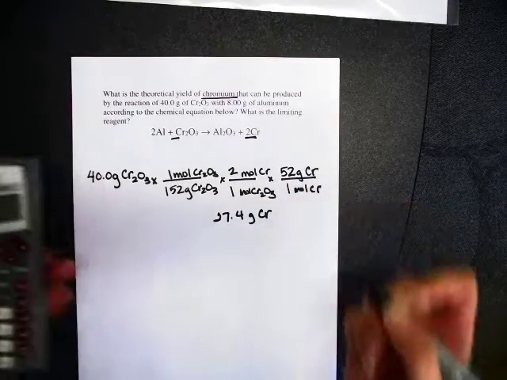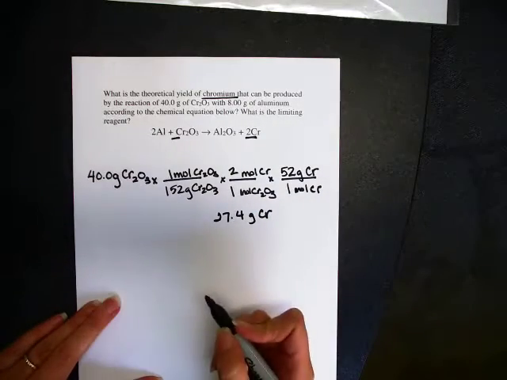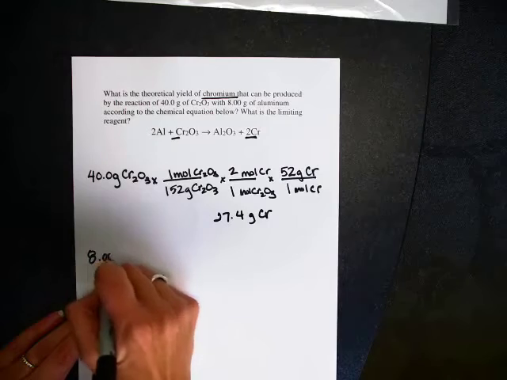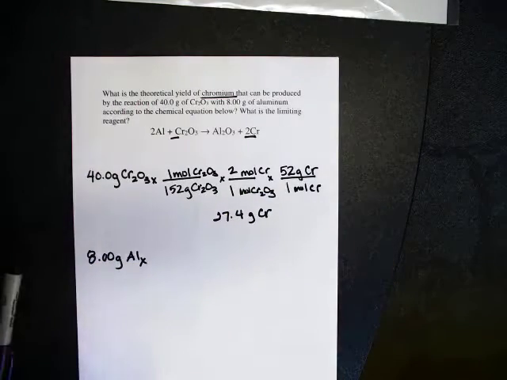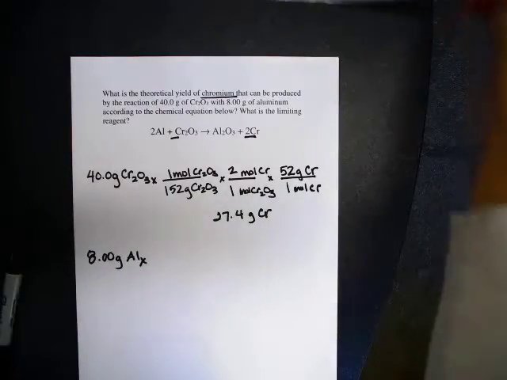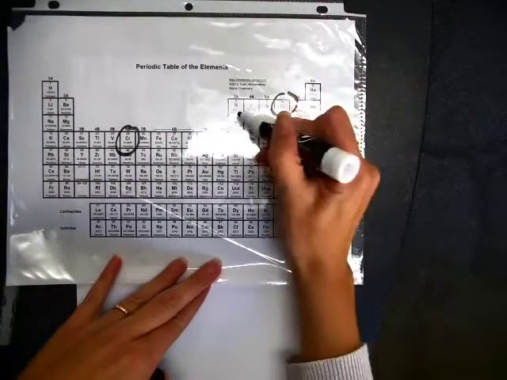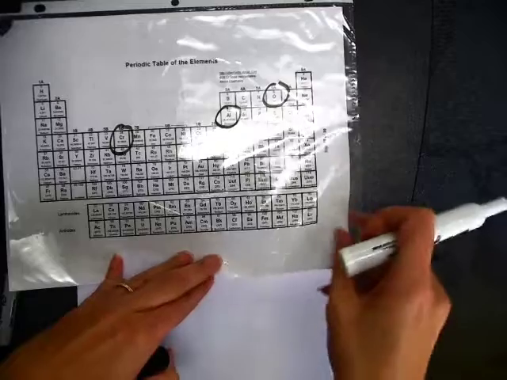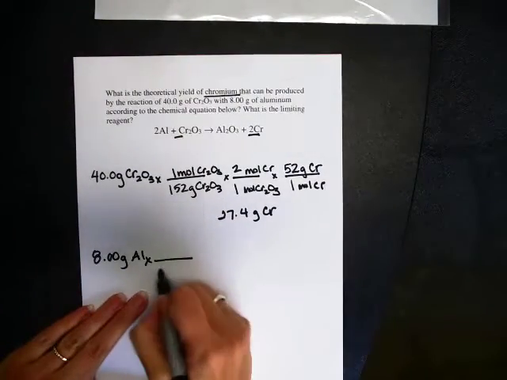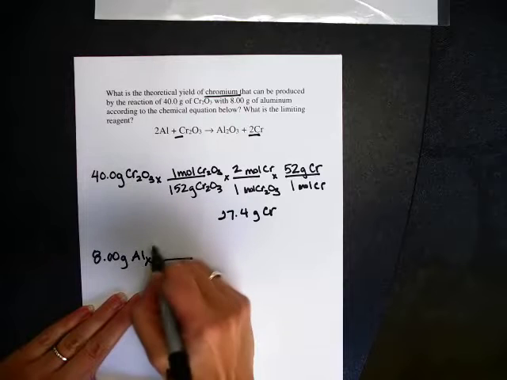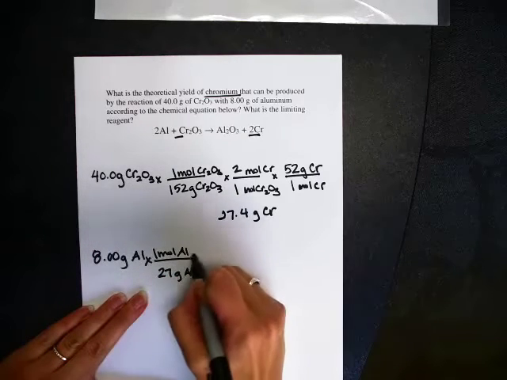Now I'm going to do the same thing. What if I used up all the aluminum? I started with only 8 grams of that, but what if I used all of that? So 8 grams of aluminum, molar mass of aluminum, so that's the 27, and that'll get me to moles of aluminum.